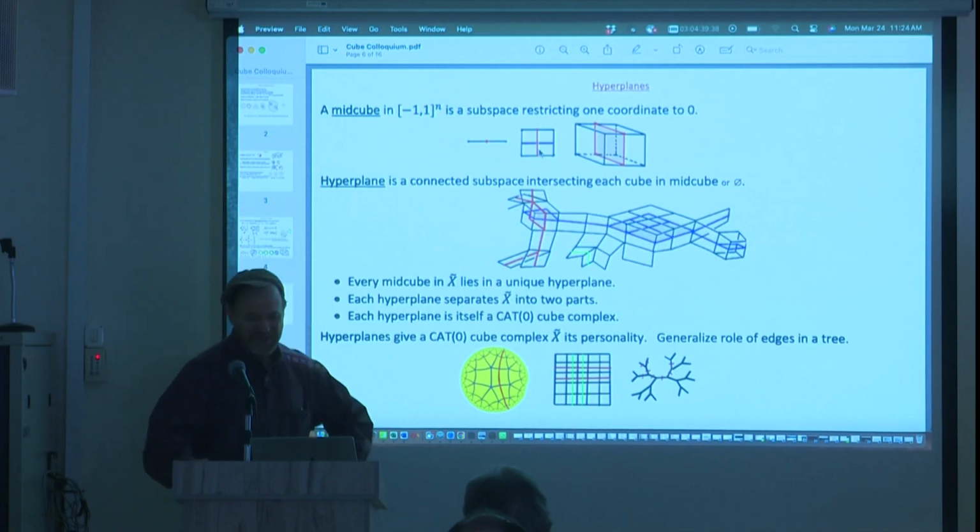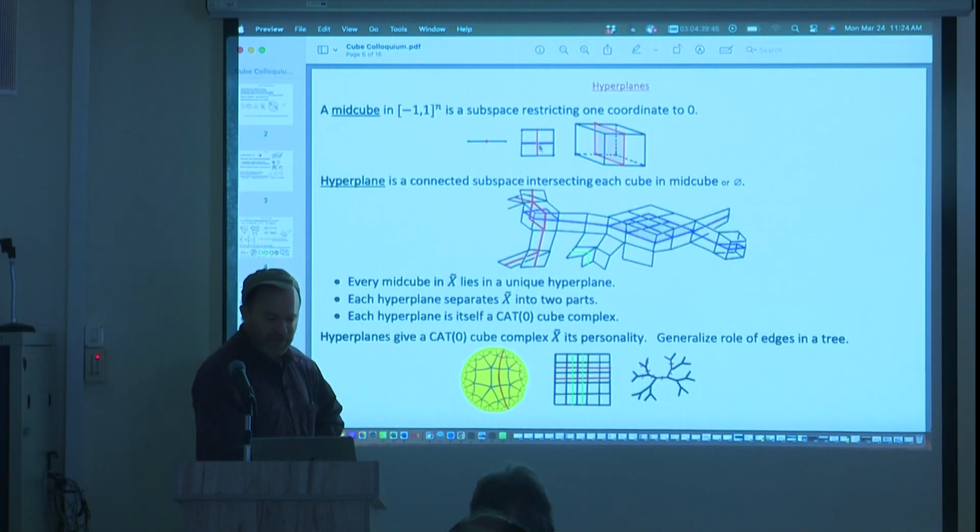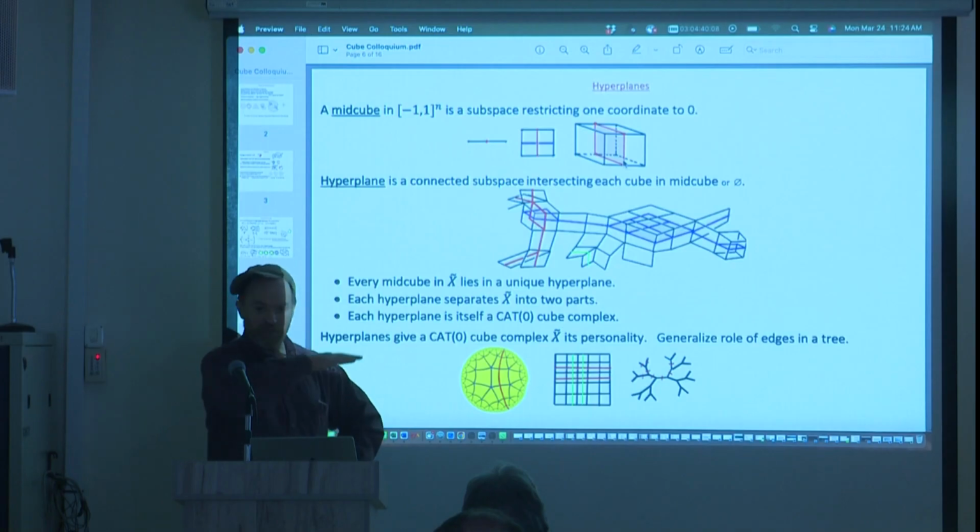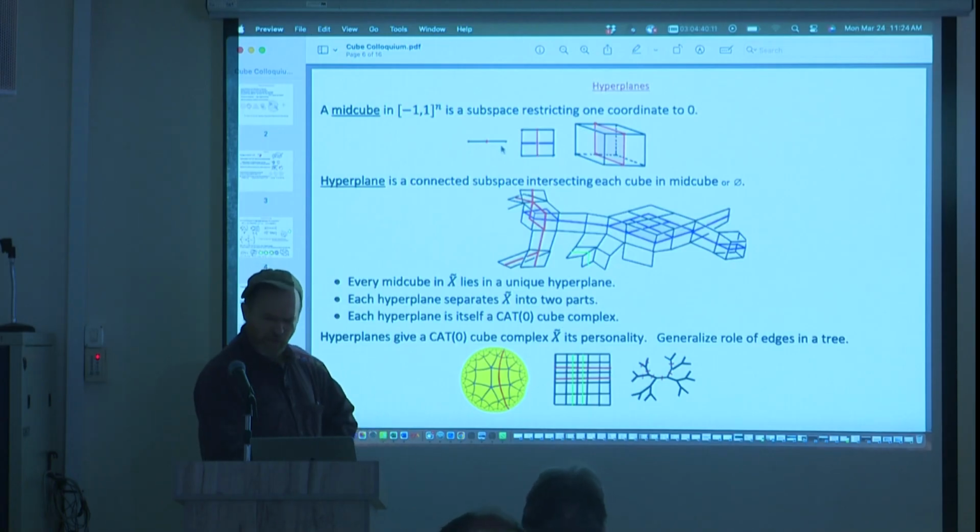So let me tell you a little more. A mid-cube in a cube is one of these cut-it-right-in-half sub things. In terms of the coordinates that I gave you, it's the subspace that you obtain by restricting one coordinate to 0. So start with a square. A 2-cube has a red mid-cube and it has a blue mid-cube, right? And a 3-cube has 3 mid-cubes. You could see them, right? The 3 mid-cubes. I've drawn only one of them. A 1-cube has 1 mid-cube, just one little point right over there. A 0-cube doesn't have a mid-cube.